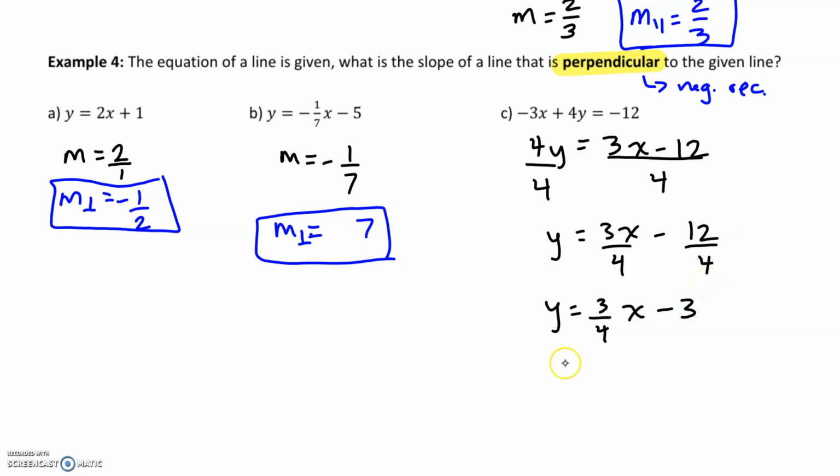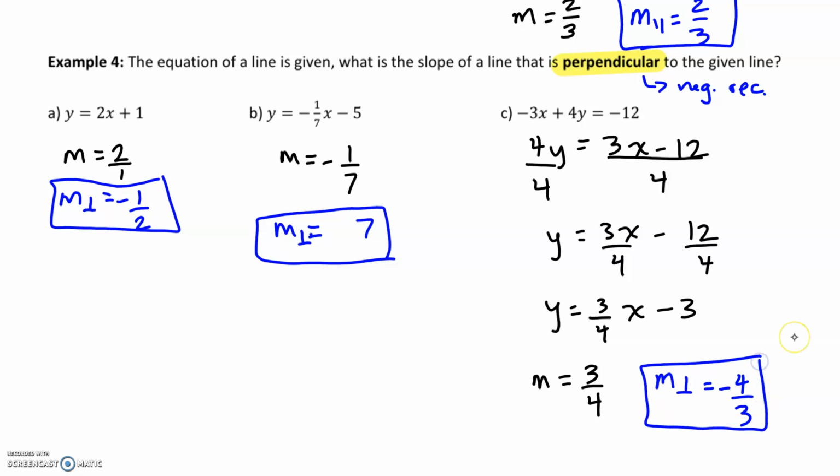So subtract 3. So my slope of this line is 3/4, and my perpendicular slope is going to flip that, so it's 4 over 3. And since this first slope is positive, my negative reciprocal, this has to be negative. So there's my perpendicular slope. Okay, that's the end of the parallel and perpendicular lesson, and hopefully this has helped you understand.